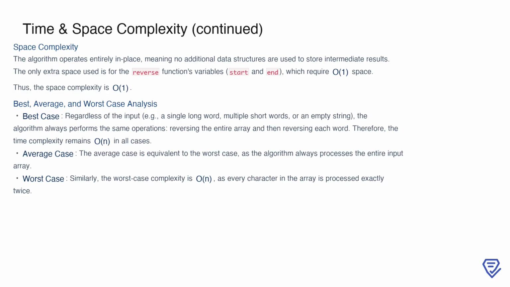Additionally, whether the input consists of a single long word, multiple short words, or even an empty string, the algorithm performs the same operations, reversing the entire array and then reversing each word. This consistency means the time complexity remains O(n) in all cases: best, average, and worst. Even under the worst-case scenario, where every character in the array must be processed twice, the complexity does not exceed O(n), ensuring the algorithm is robust and efficient across all possible inputs.